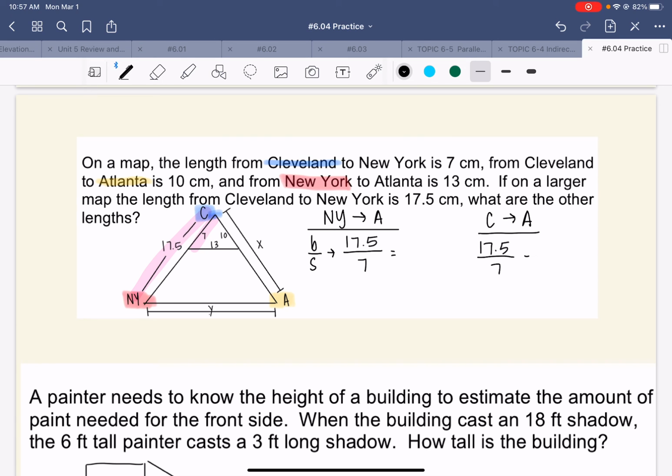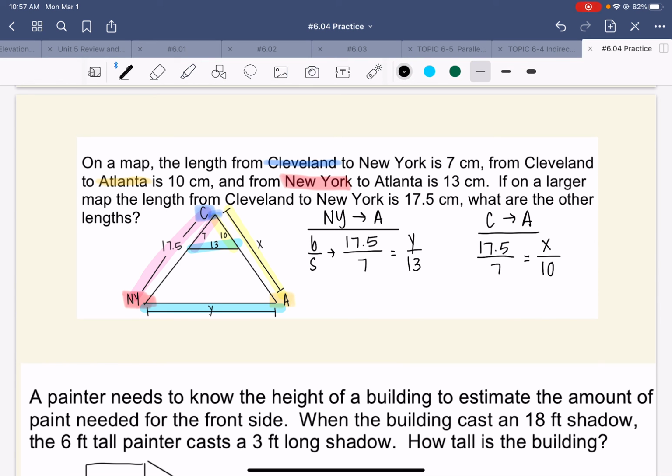And then you set it equal to what you want to find. So since I want to find the value from New York to Atlanta, that is Y from the big triangle, and from the little triangle, it corresponds with 13. Since I want to find the value of Cleveland to Atlanta, that is the value of X, and I want to set it on top of the value that corresponds in the smaller map, which is 10.